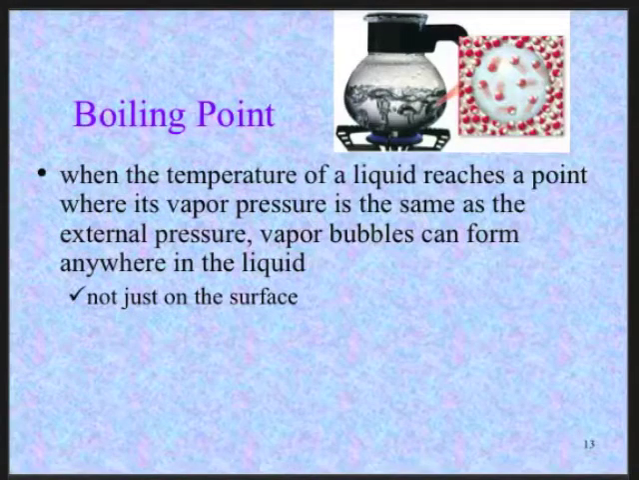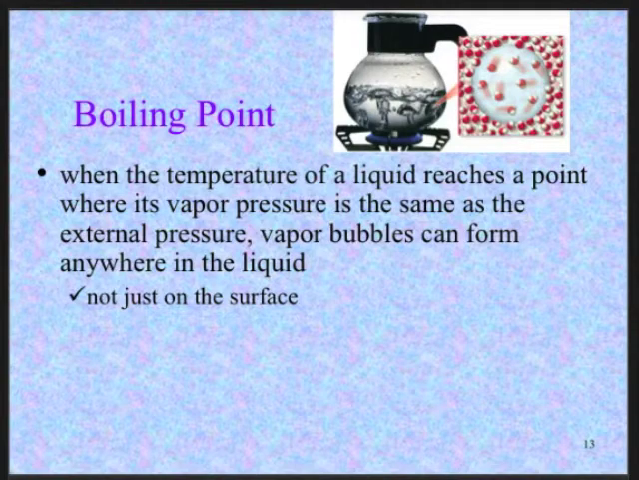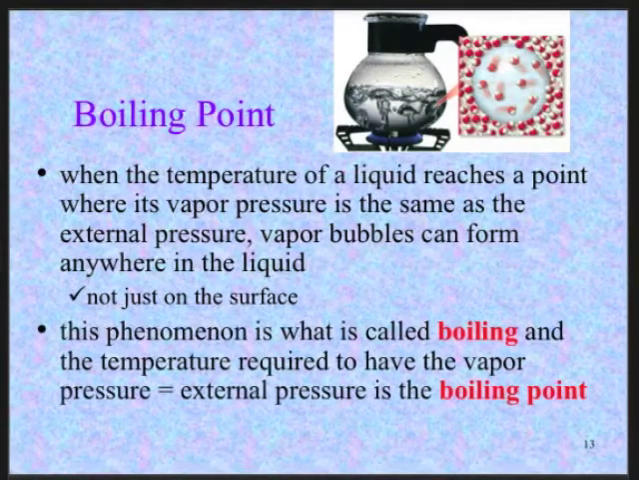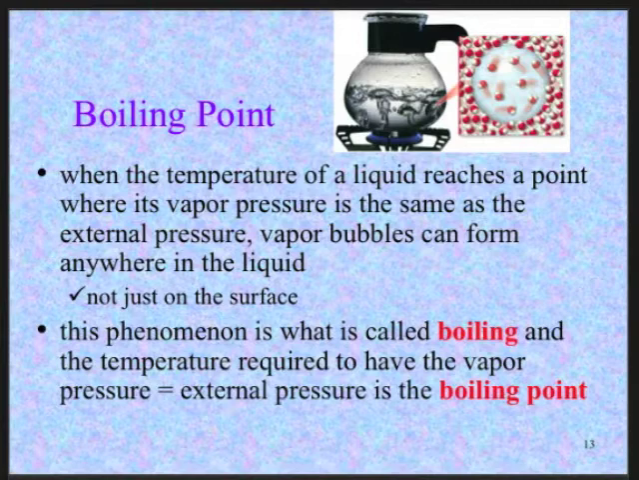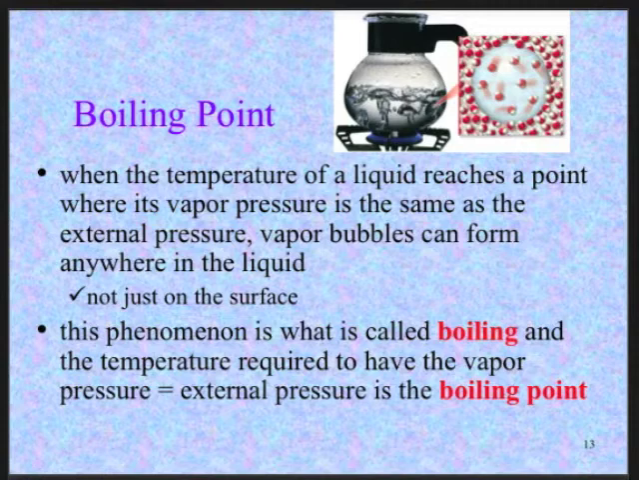Now, as we mentioned before, when the temperature of a liquid reaches a point where its vapor pressure is the same as the external pressure, vapor bubbles can form anywhere in the liquid, not just at the surface. They can form underneath the surface at the boiling point. And so this phenomenon is what we call boiling. And the temperature required to have the vapor pressure equal the external pressure is called the boiling point. Now, usually that external pressure is taken at standard conditions, meaning 1 atmosphere or 760 torr.